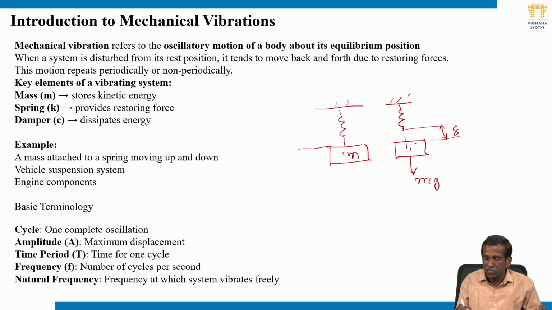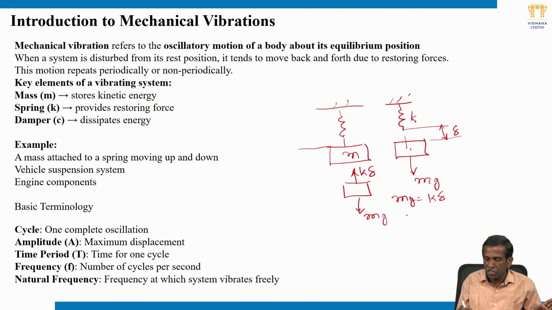If you consider isolation of this mass, there will be a force mg downward. The spring has an elastic constant, or stiffness coefficient, k, so k delta is the restoring force, and this is the applied force. Based on force balance, mg equals k delta. Once you attach this mass, it has deflection delta, called static deflection. This is the spring mass system.